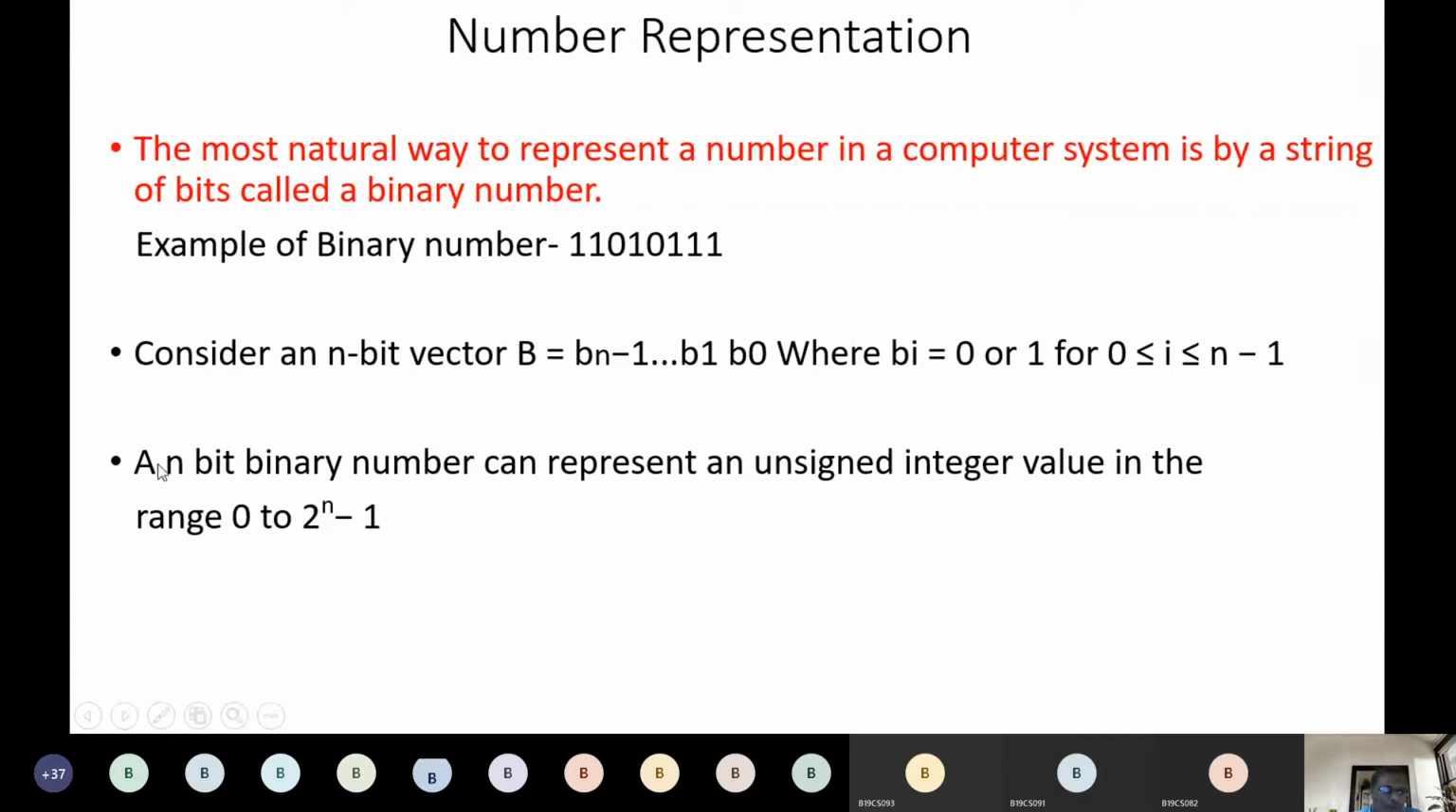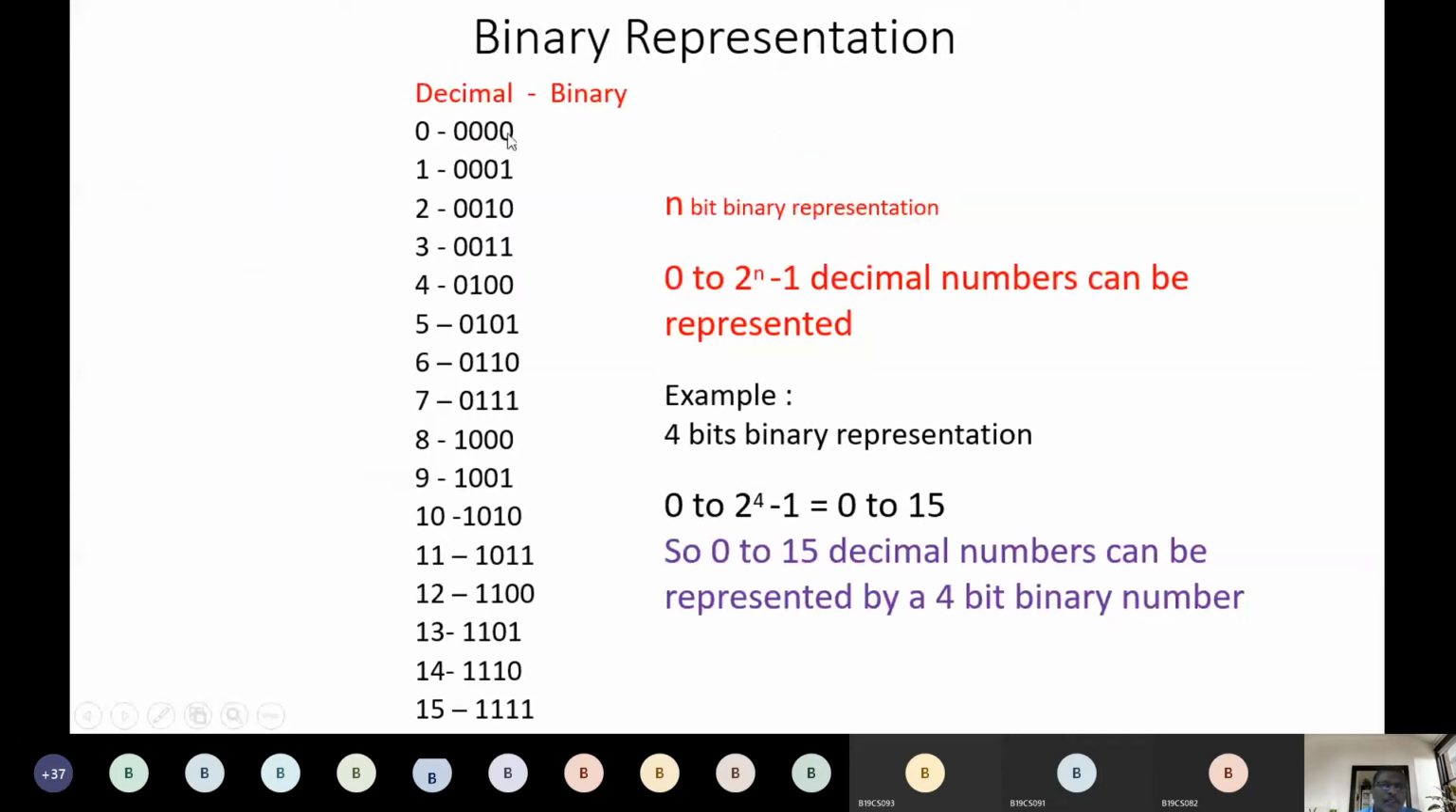Here is an example of n equal to 4 in the next slide. I have a 4-bit binary, all are 4-bit binary. With 4-bit binary, the formula is 0 to 2 to the power of n minus 1 decimal numbers. 2 to the power of 4 is 16 minus 1, so it's 0 to 15 decimal numbers I can represent with 4-bit binary.